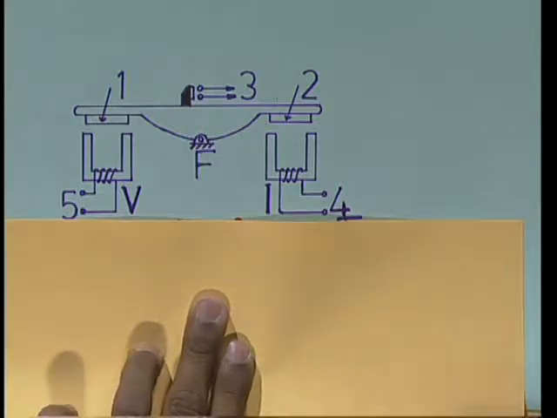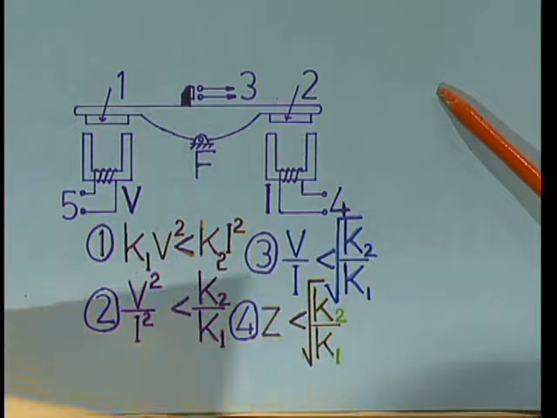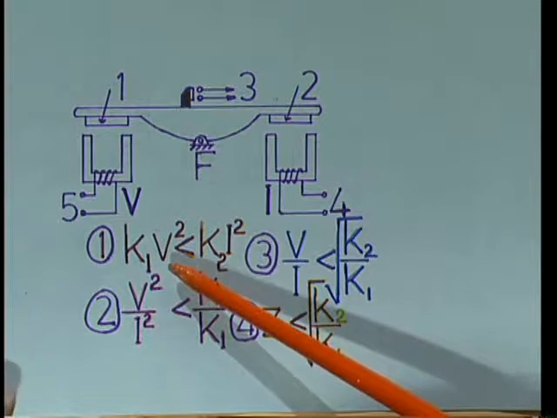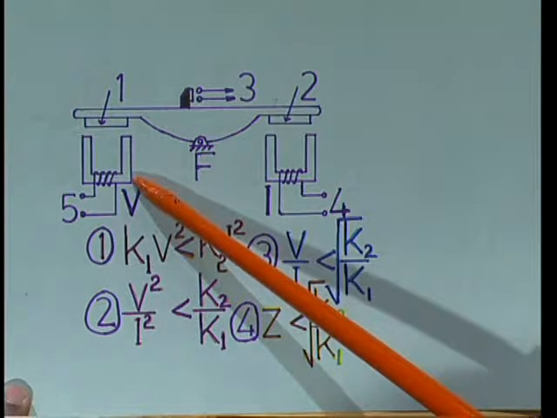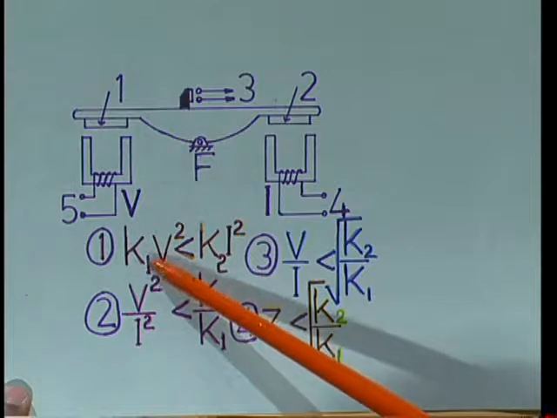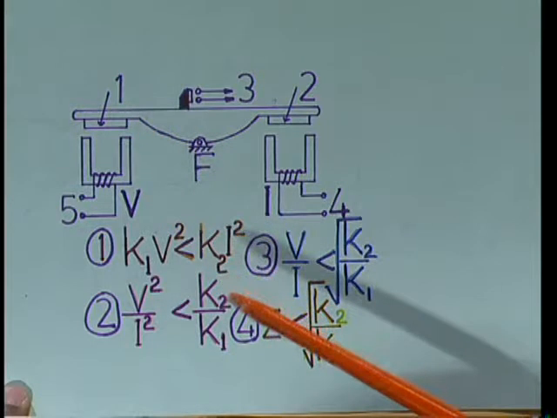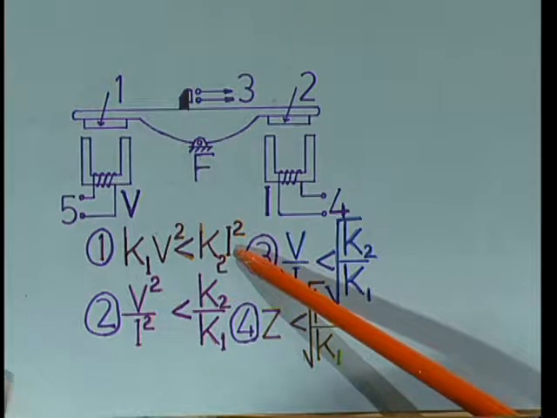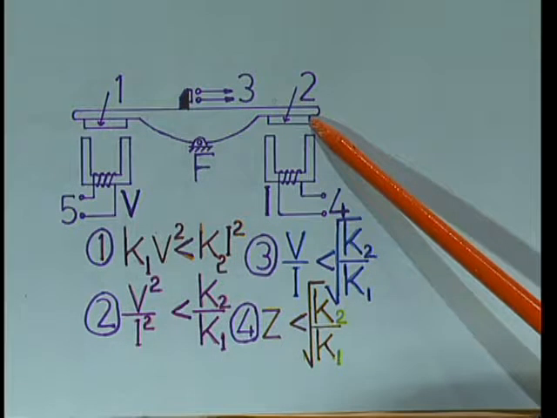How these two pulls are related is like this. The pull of the voltage magnet is proportional to V square, and it is provided with constant K1. This is related to the armature one. Similarly, the pull of the current magnet is proportional to I square, and it is related with K2. This is the constant of the armature.